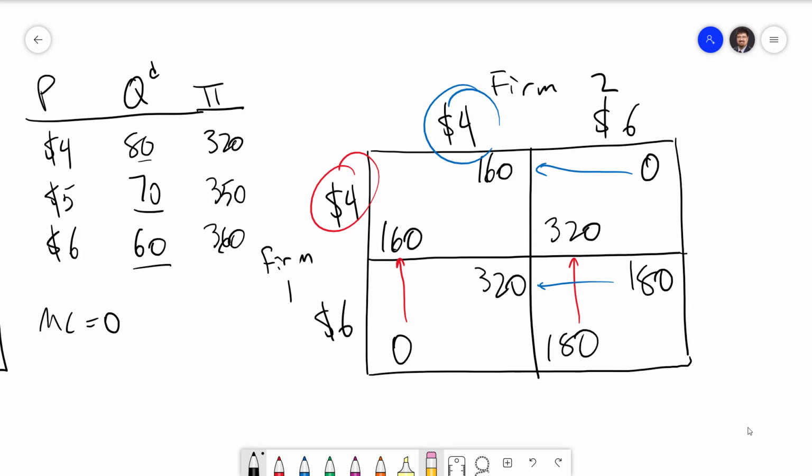This has been a brief introduction to oligopoly models and game theory.